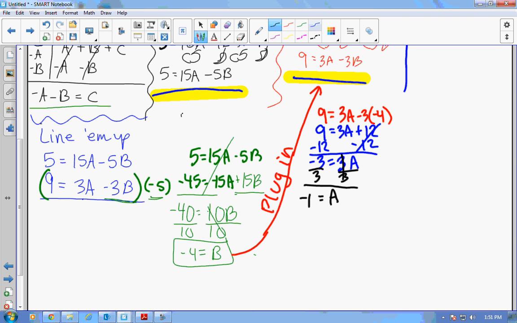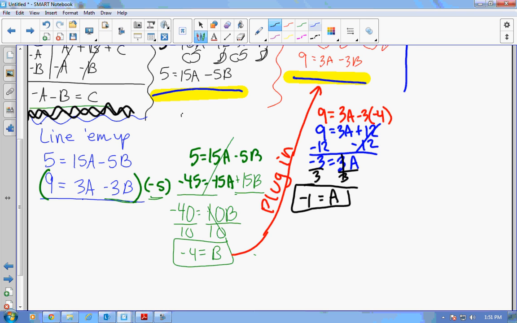We're so close to being done. We know A. We know B. What's the last thing we don't know? C. Do you see any equation where we could find C? Yep. This first guy right here.